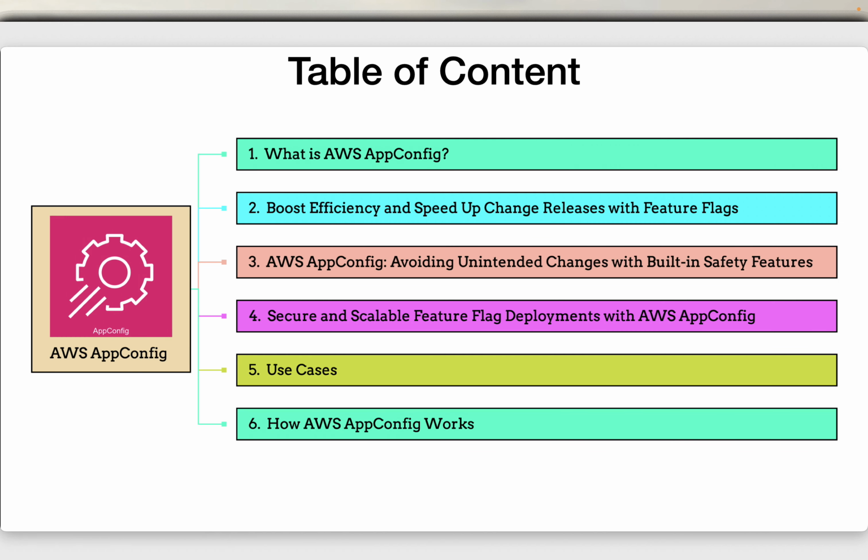So this lecture will contain all these topics. What is AWS AppConfig? Boost efficiency and speed up change releases with feature flags. AWS AppConfig, avoiding unintended changes with built-in safety features. Secure and scalable feature flag deployments with AWS AppConfig. Use cases and how AWS AppConfig works.